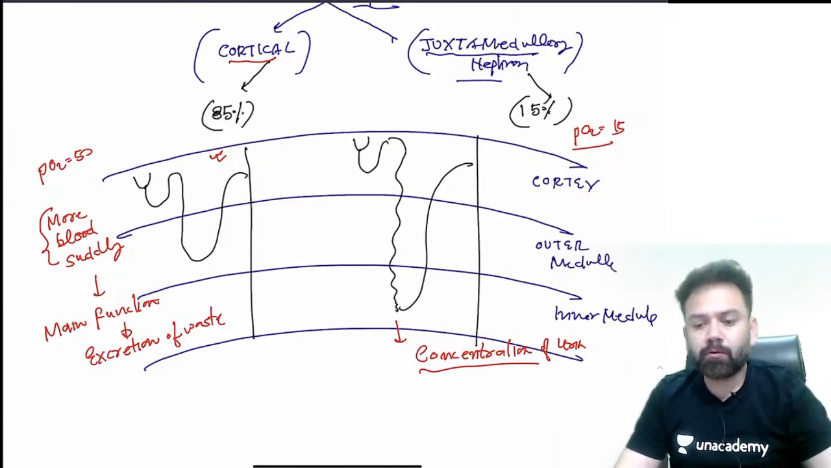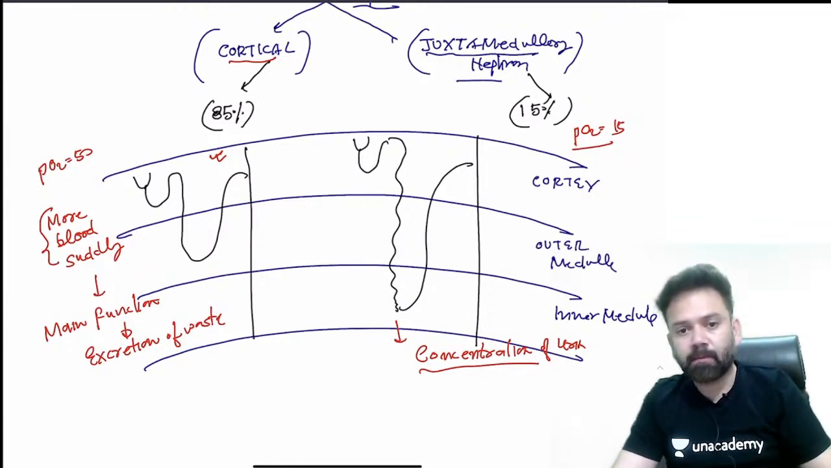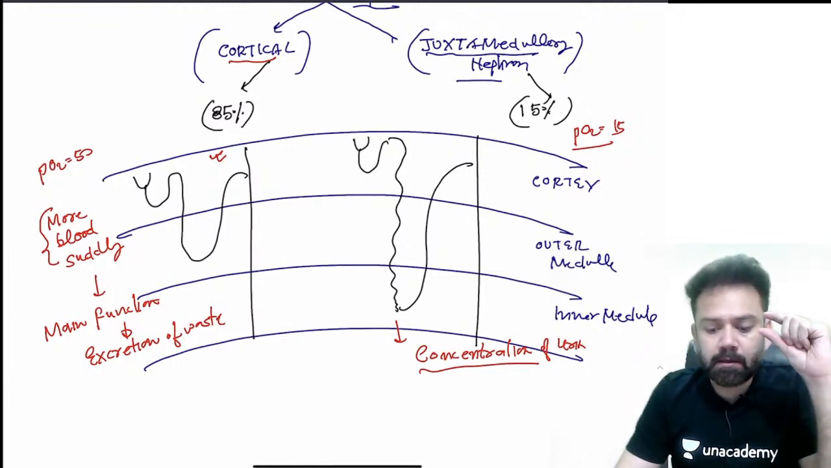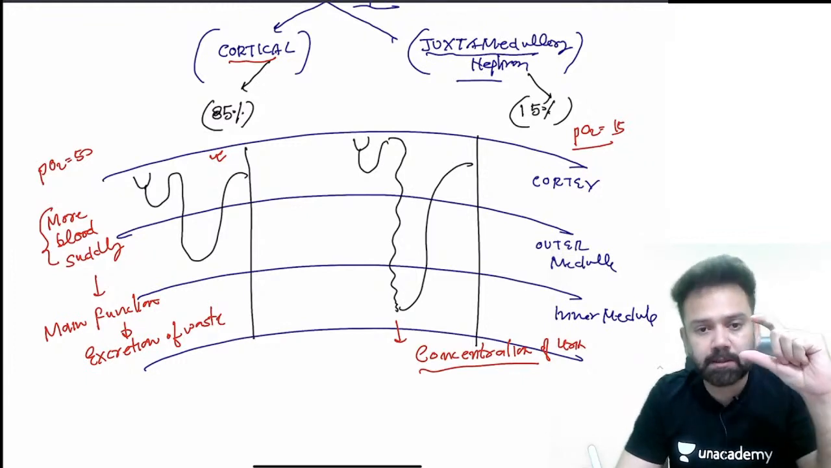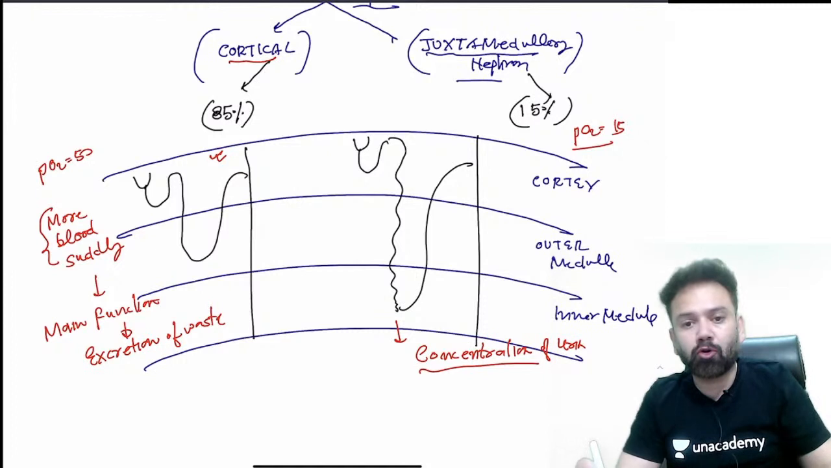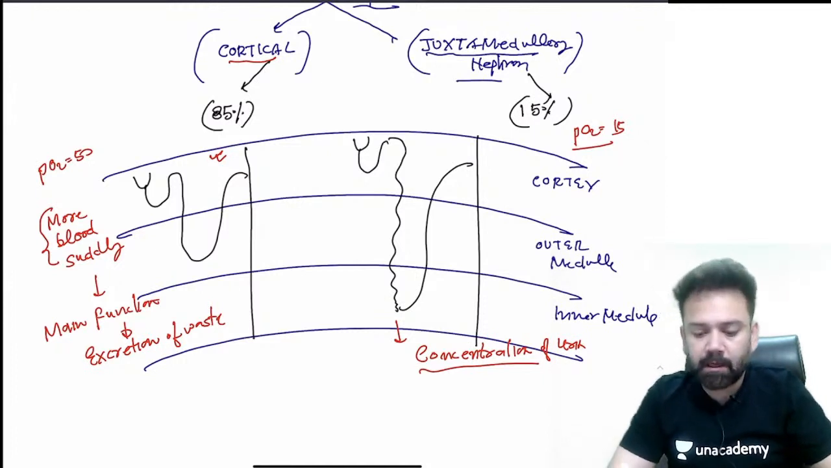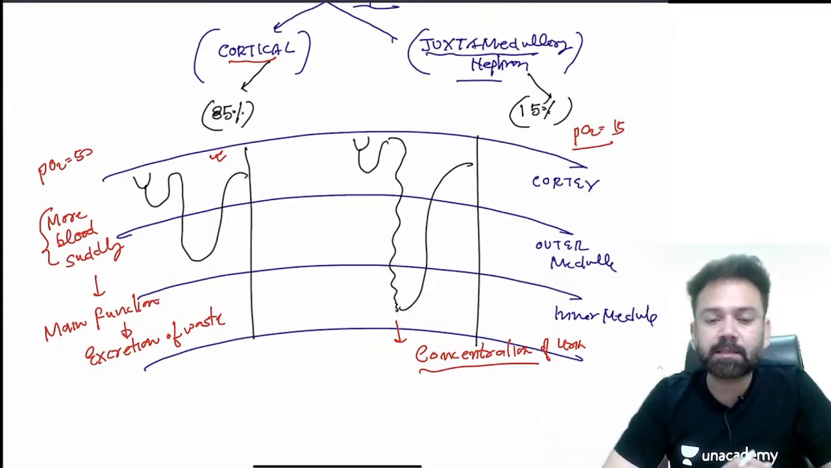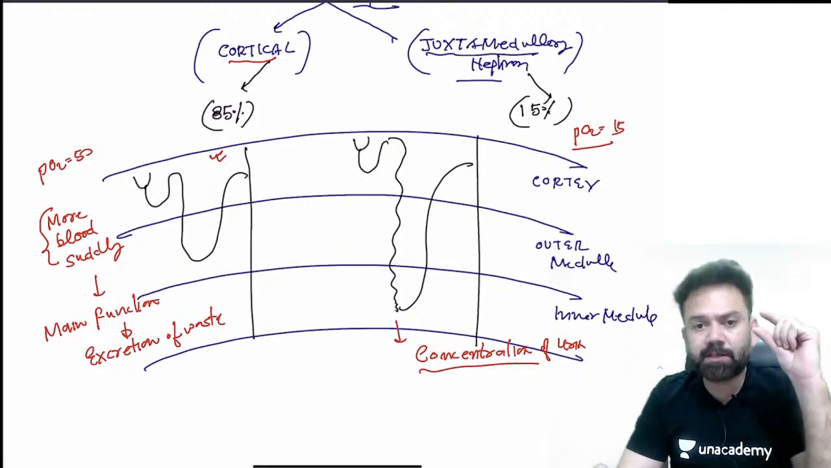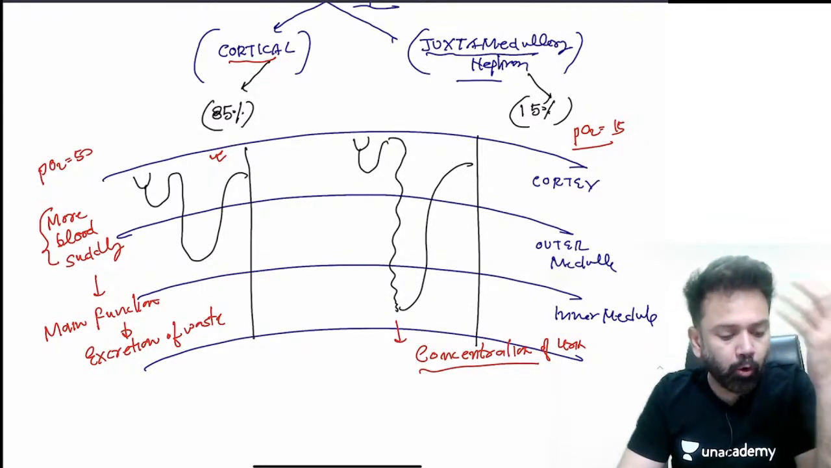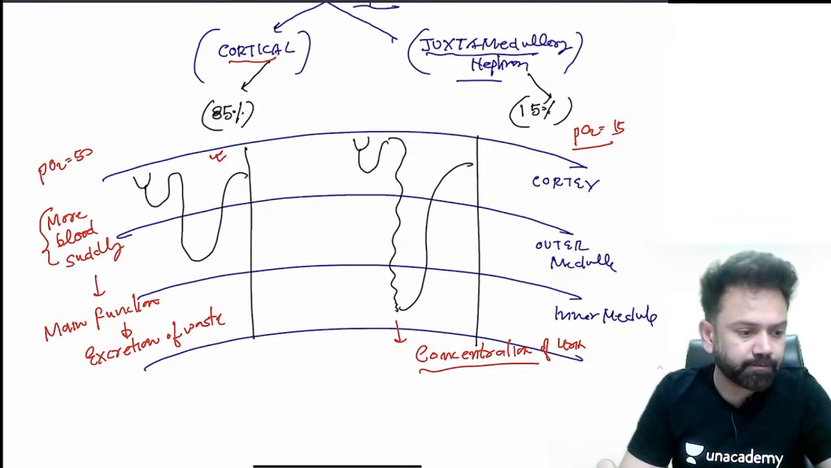Now in the whole series, for example, if I start with the glomerulus, I will discuss everything about glomerulus. Then I will start with the PCT and we will discuss everything about PCT. Like this we will start with one segment and cover the whole aspect of that. So starting with the glomerulus. What is glomerulus?